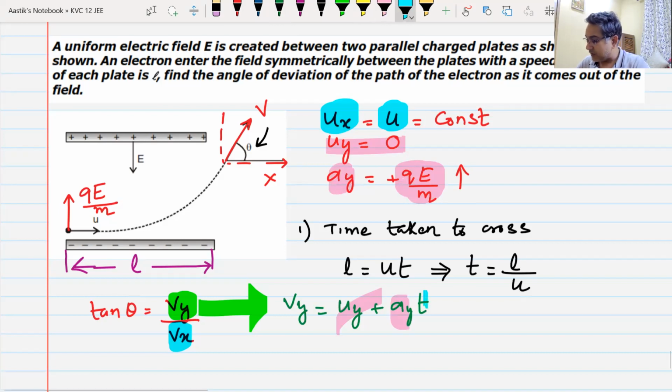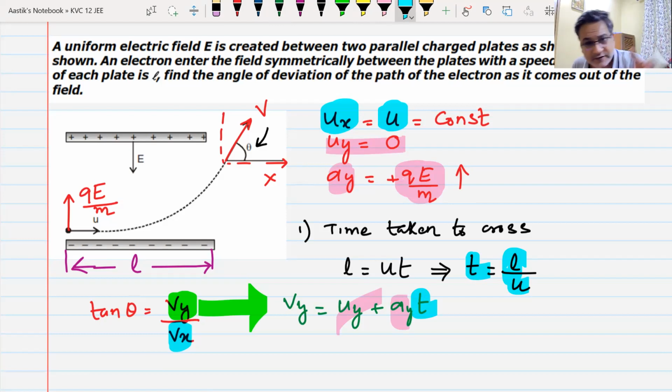Time we already know as L by u. We can put this, we can get the value of Vy. From there you will get the value of tan theta. From there you will get the value of theta, and that is the deviation of the particle. I have seen this question come many times in many exams, and that is the reason I have done this.